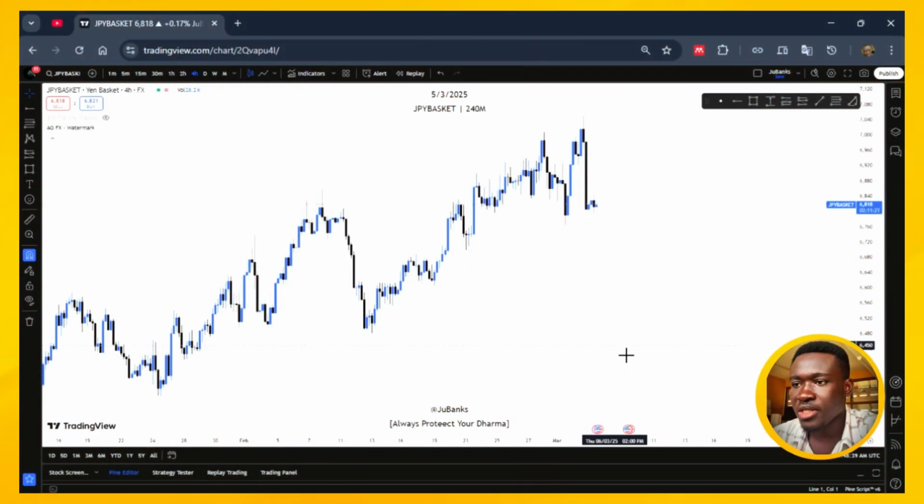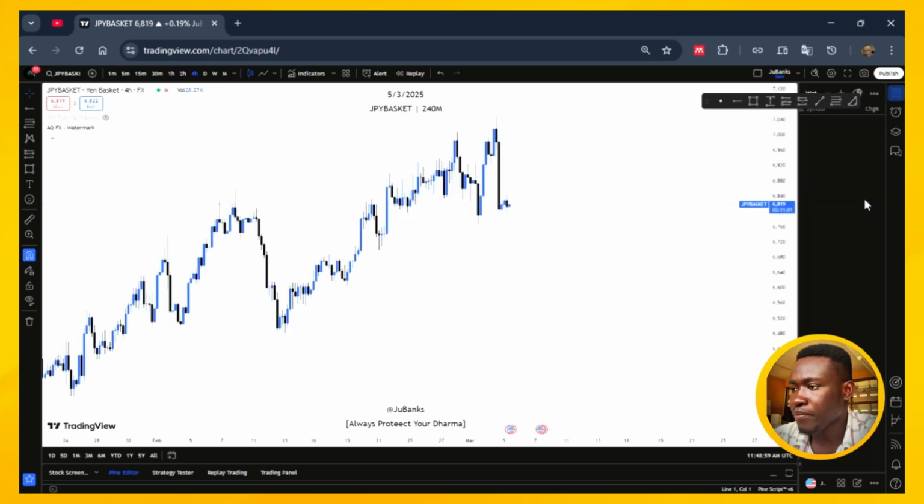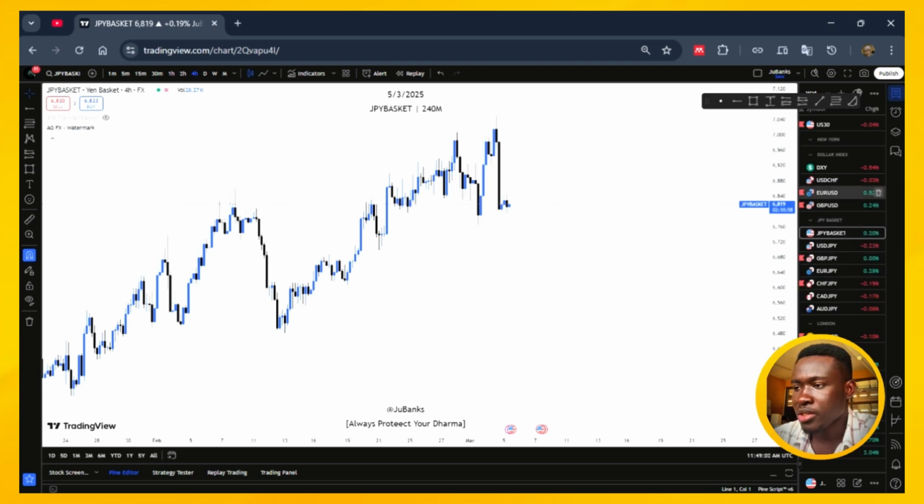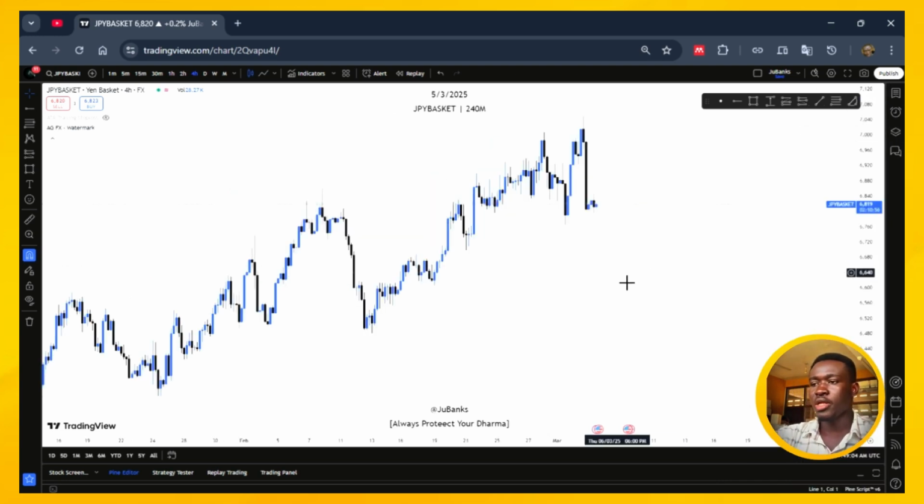Right, so even before we go on the chart, let me make this very clear. I have this rule: before I take any trade on a JPY pair, I make sure that I have a buyer. So I analyze the JPY basket, which is basically the JPY index. Going to the JPY index, this is exactly how it looked.